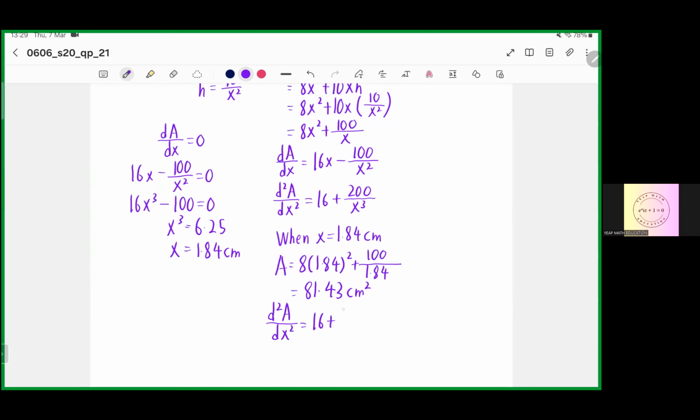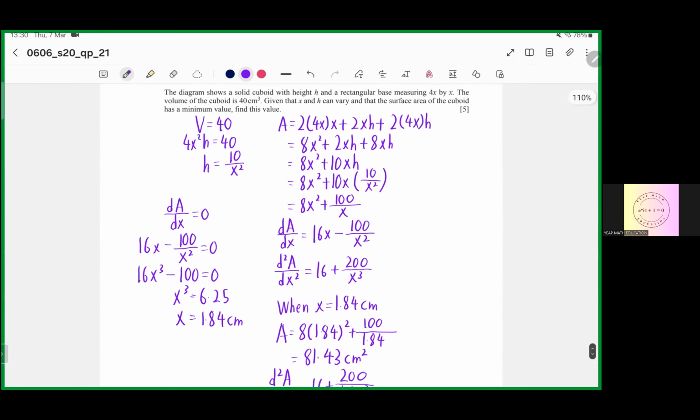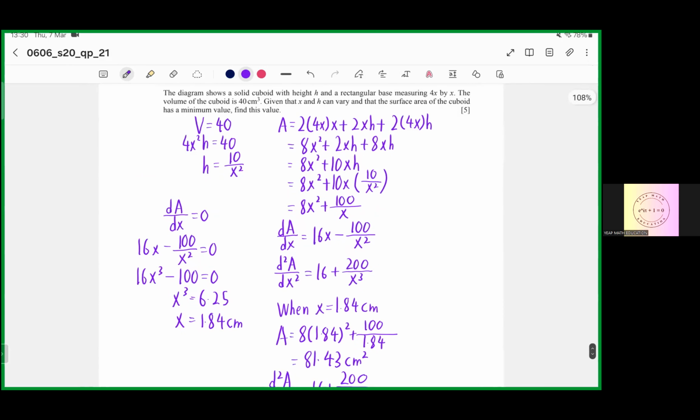Okay, now we can look at whether it is a minimum or maximum. 16 plus 200 over 1.84 cubed gives 148.11. So it's actually more than 0. So the minimum surface area for this cuboid is 81.43 cm squared.